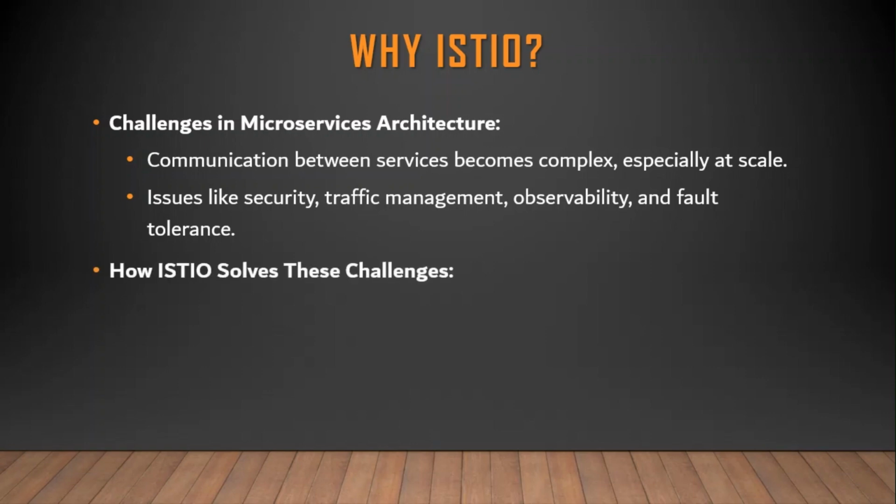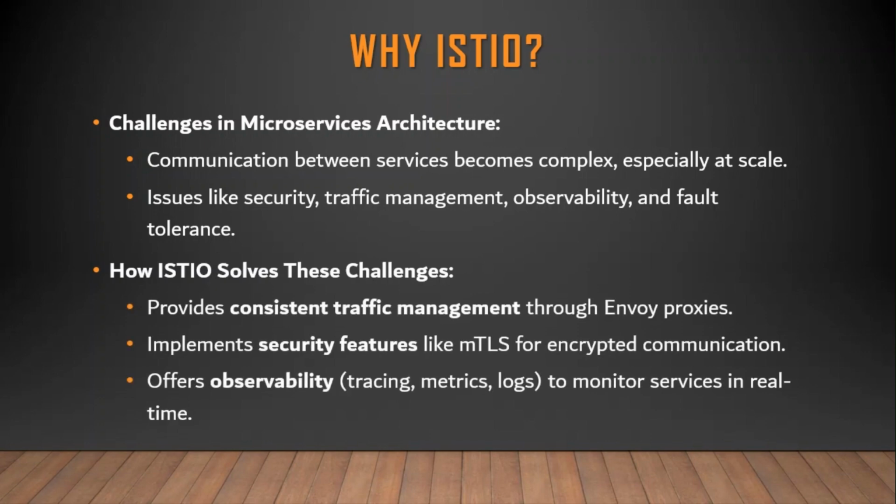Istio addresses these challenges head on. It provides a consistent way to manage traffic using advanced routing rules, encrypts service communication with mutual TLS, and integrates with monitoring tools like Prometheus and Grafana for observability. This makes Istio an invaluable tool for scaling microservices efficiently.